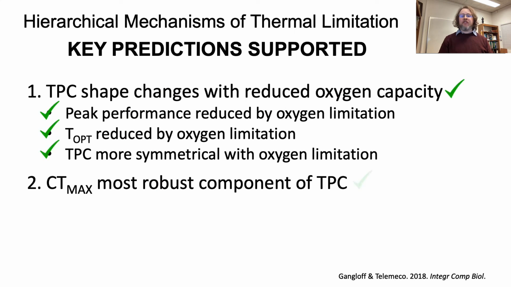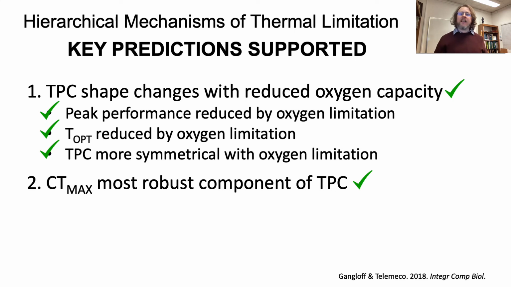And this observation matches our predictions from the hierarchical mechanisms of thermal limitation hypothesis, especially for that aerobic performance measure. We saw TPC shape change exactly as predicted, with peak performance being reduced, T-opt shifting to the left, and the curve becoming more symmetrical, while CT max appeared quite robust and was not changing in response to our elevation changes.